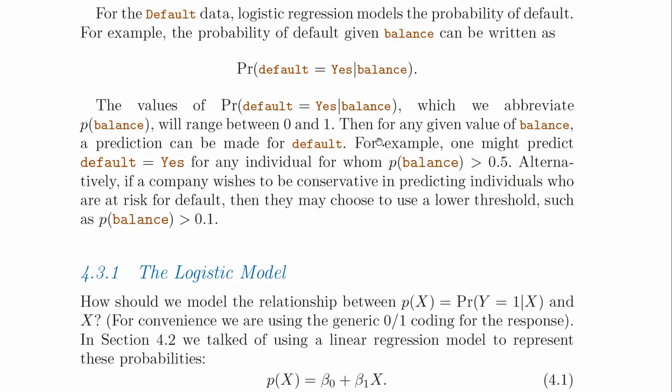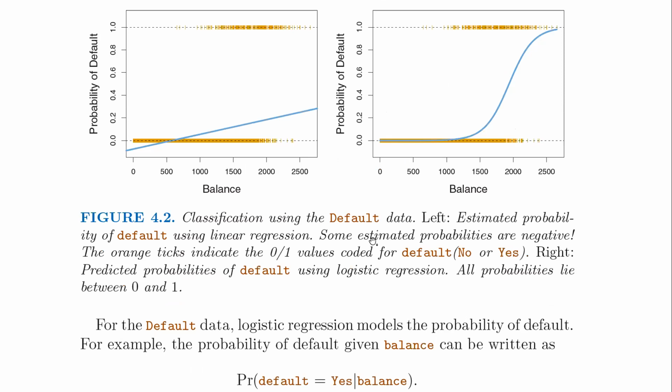For the default data, the logistic regression models the probability of default. For example, the probability of default given a specific balance can be written as probability default equals yes given the balance. So what this blue model is doing is just telling you, given that the balance is 2,100, what is the probability that that person defaults? And that's 60%, for instance. Given the balance of 2,500, then the model tells you, in that case, the probability of default is over 90%.